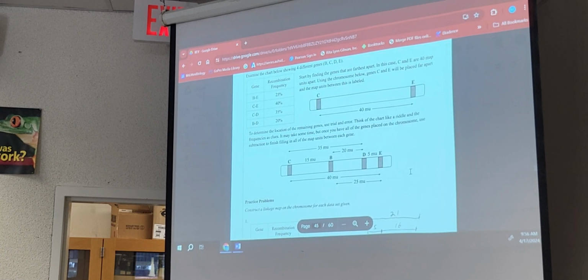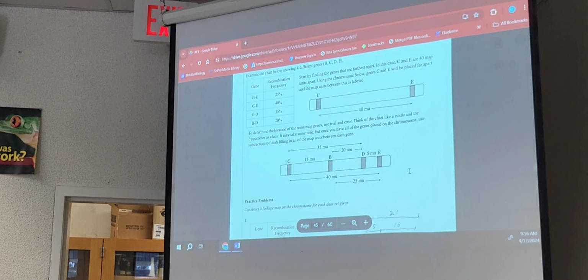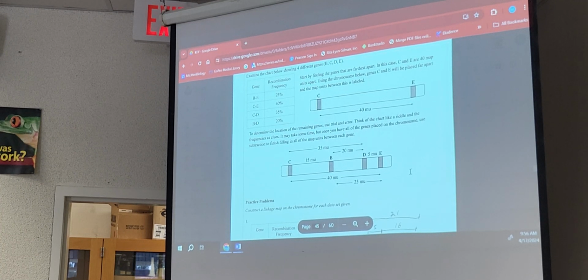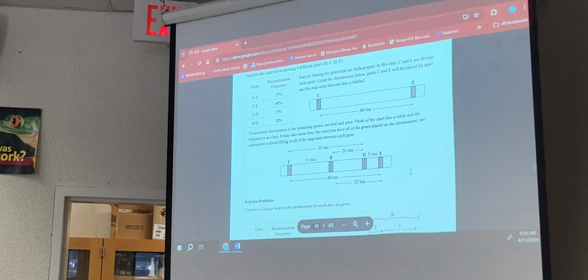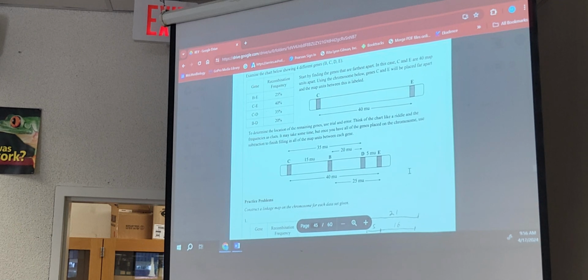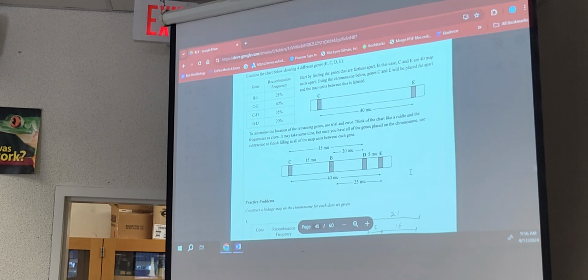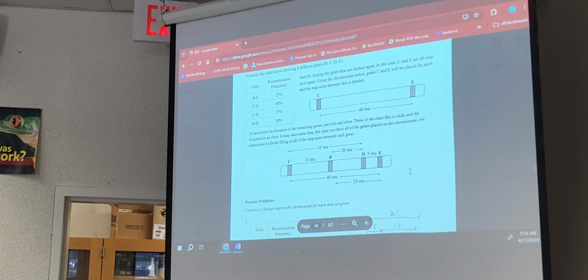Okay, if they are in fact the furthest from each other, that would put one on each end of the chromosome, right? And this would be the 40%. Yes, no? What if we just put C here, E here, and we're like, okay, this is 40%.